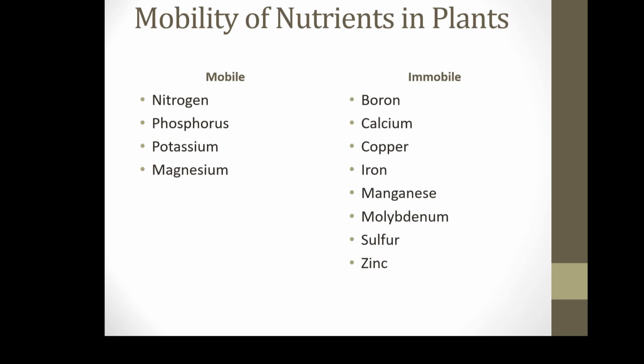So mobility of nutrients in plants, we've got nitrogen, phosphorus, potassium, and magnesium are mobile. And then immobile, boron, calcium, copper, iron, manganese, molybdenum, sulfur, and zinc. And it's important to note that phosphorus, you will see in some readings it'll say that it's immobile. It's immobile when it's in the soil. So that's why in many cases mycorrhizal fungi will be needed to get to it. But once it's in a plant, it is mobile. And we'll talk about what that looks like soon.